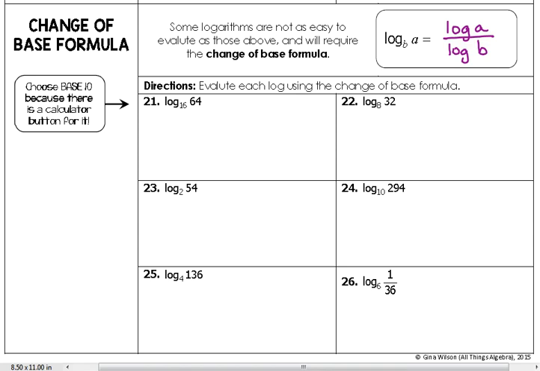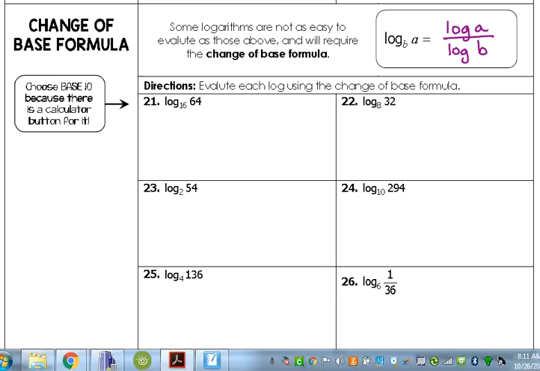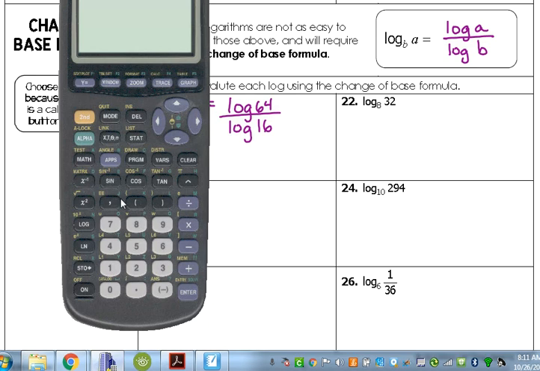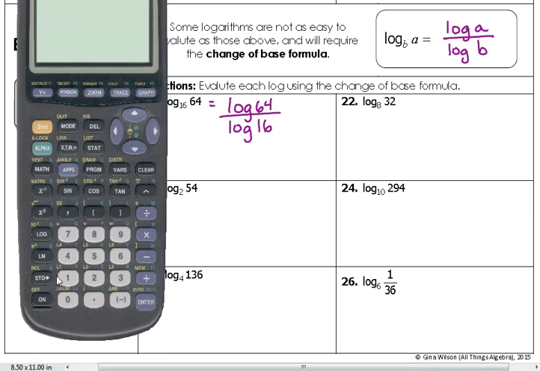So, looking at number 21, log base 16 of 64. We can't raise 16 to a whole number power and get 64. Now, they're kind of related, right? Because they're both base 4. 16 is a power of 4, 64 is a power of 4, but they're not directly related. So change of base says that the log of 64 divided by the log of 16, if we type that into our calculator, will let us figure out what this answer is.